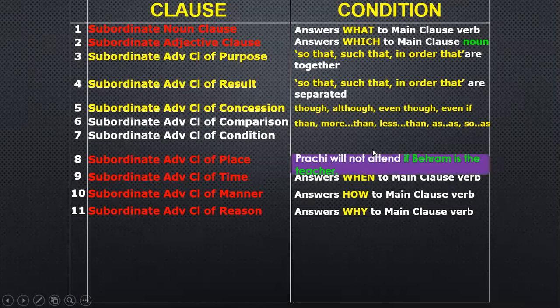Here we go with the last one, that is Prachi will not attend if Behram is the teacher. Prachi hates Behram, isn't it? Prachi will not attend if Behram is the teacher. So in this case, we know if is the conjunction which is used here, which is a subordinator. We know the answer. It is adverb clause of condition. Isn't it easy?